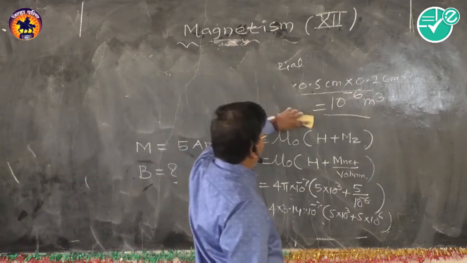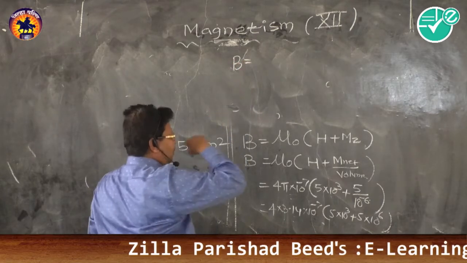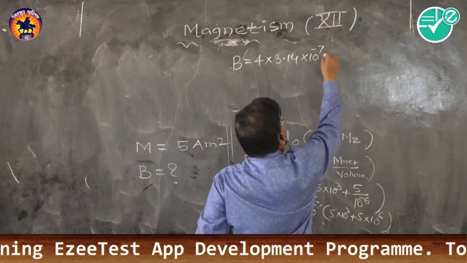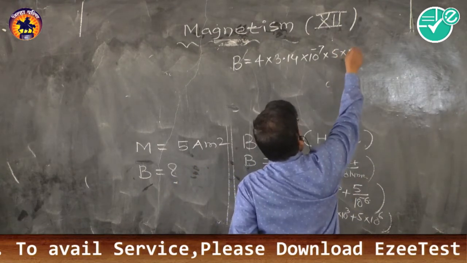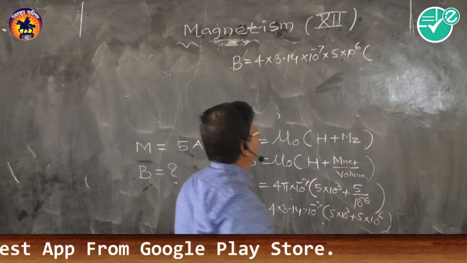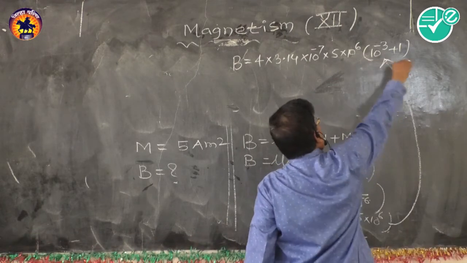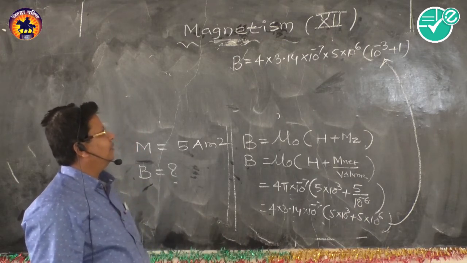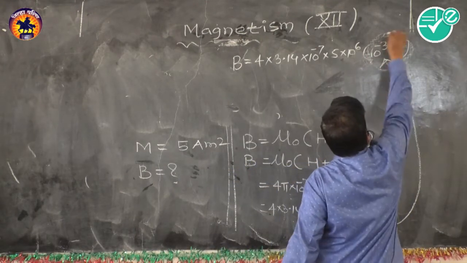Now the next step: B is equal to 4 into 3.14 into 10 to the power minus 7, and we take common 5 into 10 to the power 6. The term remaining in the bracket is 10 to the power minus 3 plus 1. This is the next form of this equation. The term in the bracket, 1 plus 10 to the power minus 3, is very small, so we neglect this term.